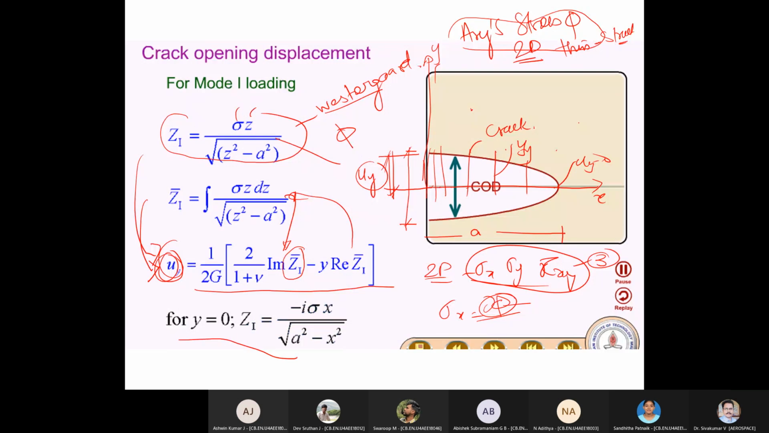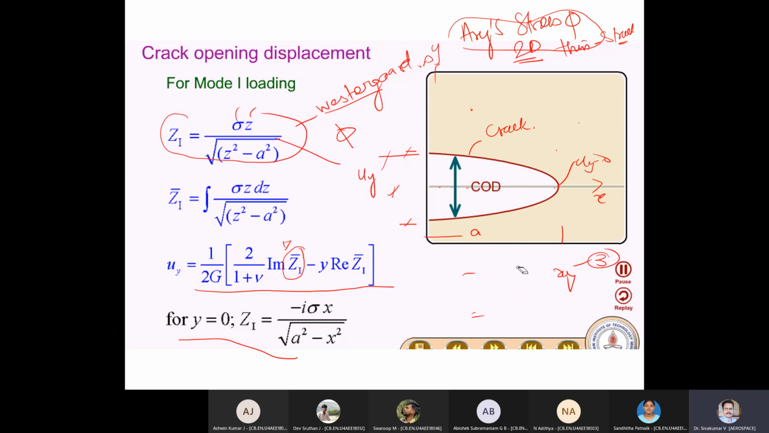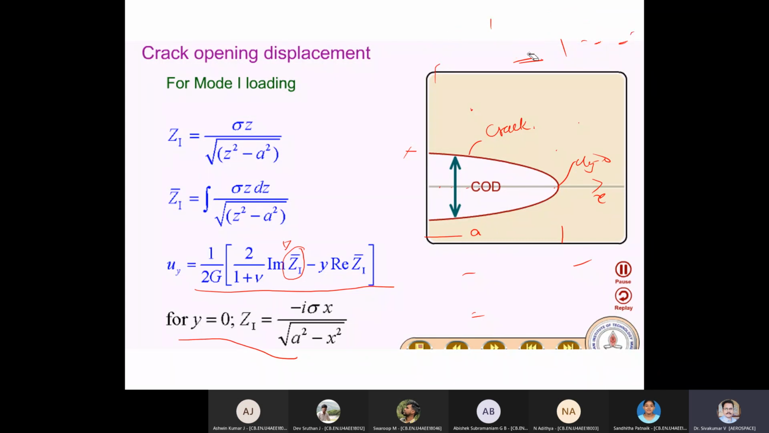Now, our focus is what? We need to find uy. Why? We are now in the area of finding the crack opening displacement, COD. So I want to estimate, for the given amount of load, how much my displacement is. That is my focus right now. So for that aim, what are all the things I need? I need to estimate my uy.